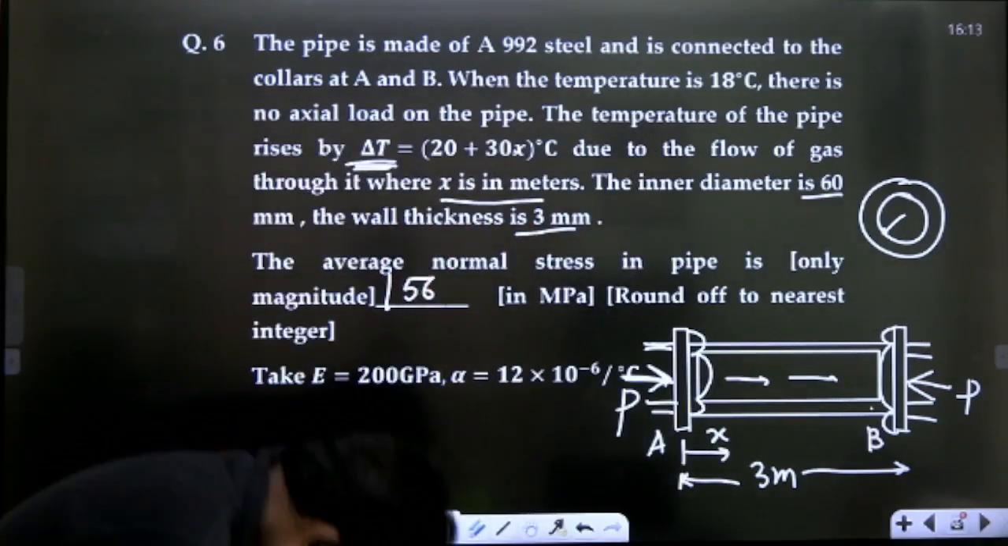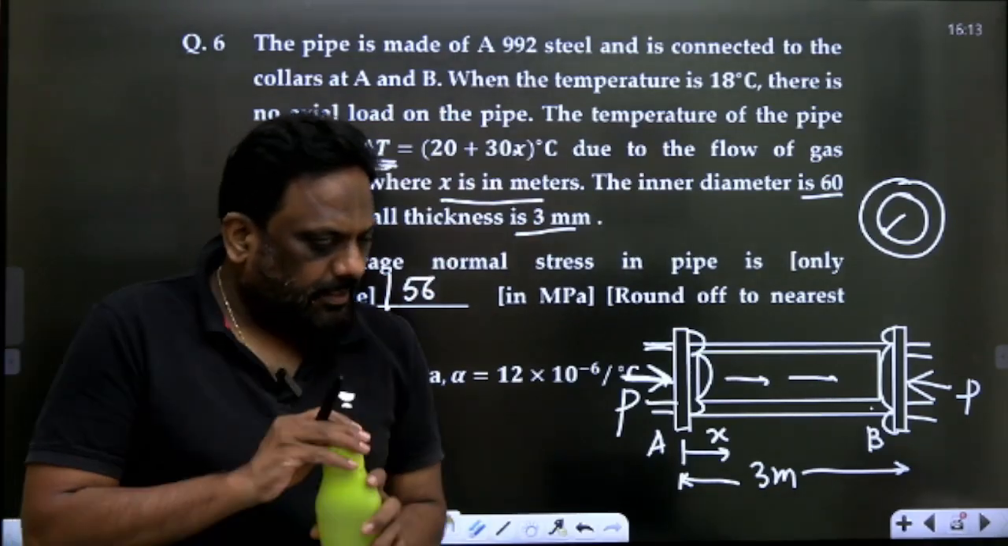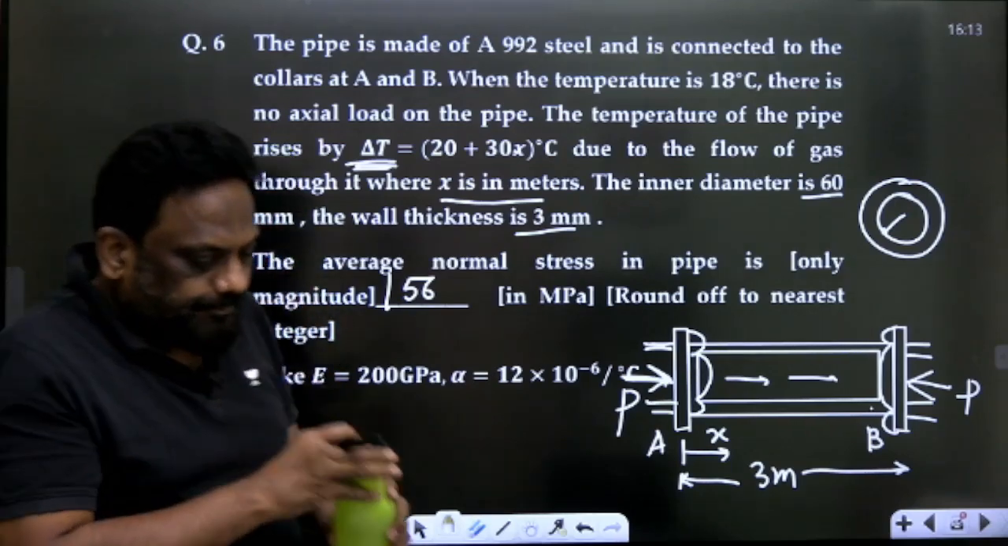Good question, very good. These are all under non-uniform heating. Okay.